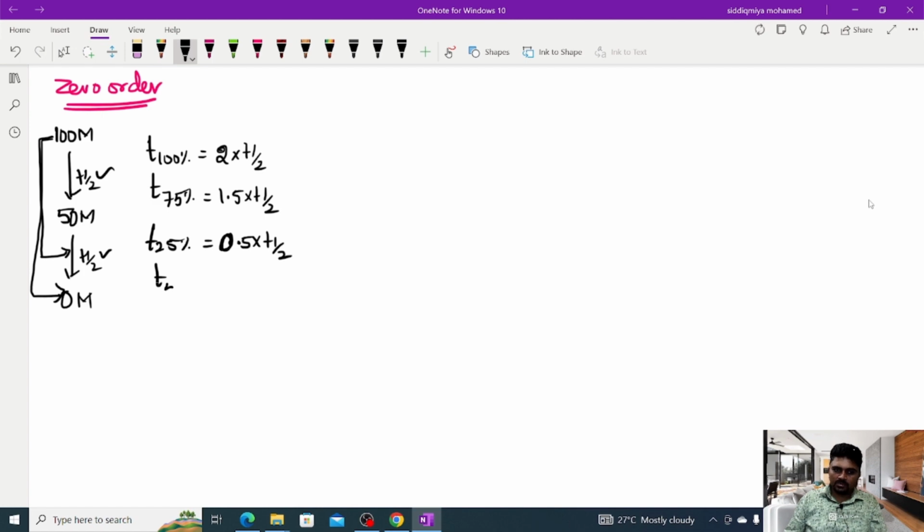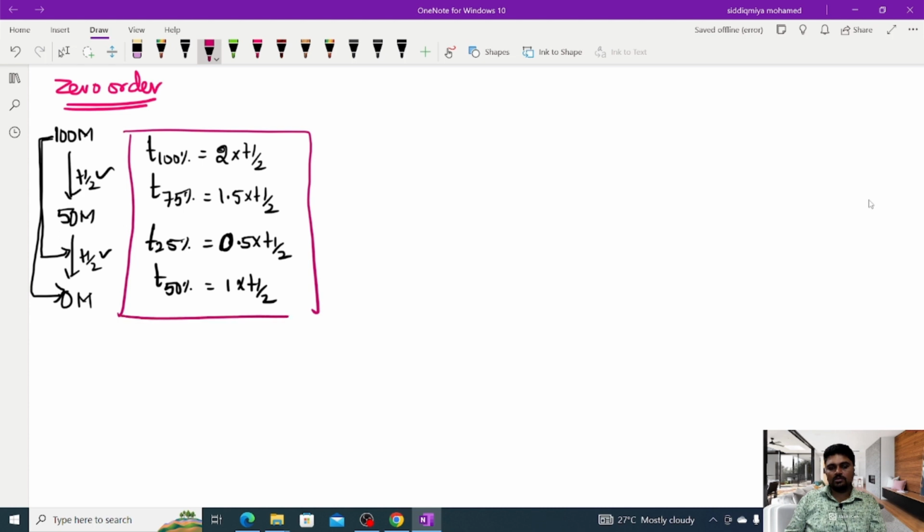And T 50% is nothing but what? It is 1 into T half. Sometimes they will give T 50%, or they may give T half. Both are the same, these formulas. In zero order, 100% will complete within what? 2 T halves. Now we will see first order.